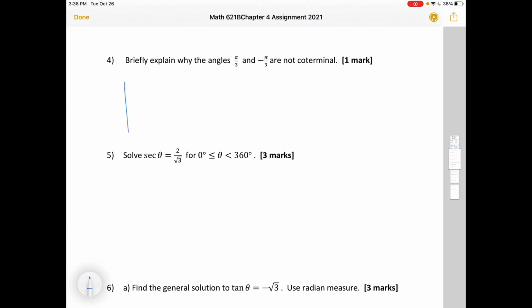Briefly explain why the angles pi over 3 and negative pi over 3 are not coterminal. There's a lot of great explanations here, but make sure that they actually refer clearly to the situation. So a great explanation would be they're not even in the same quadrant. Not even in the same quadrant. And I show a picture to show that that's the case. Some people say they're not 360 degrees apart from each other. That's another good way to decide this. That's just an example.